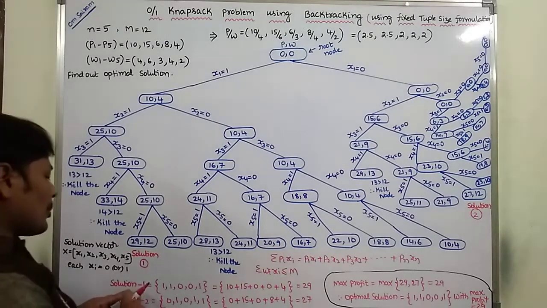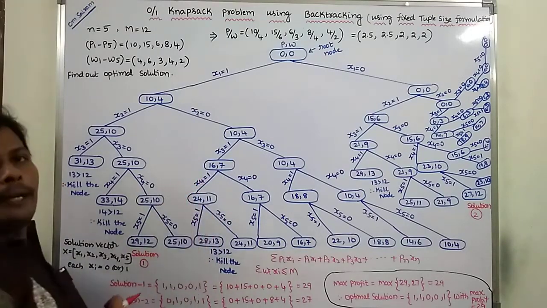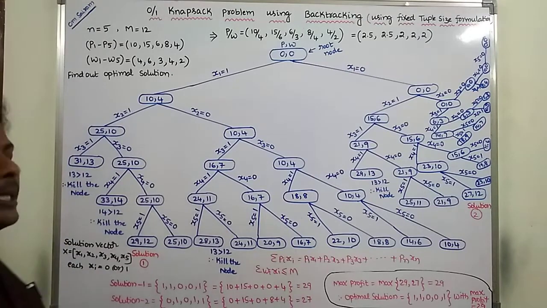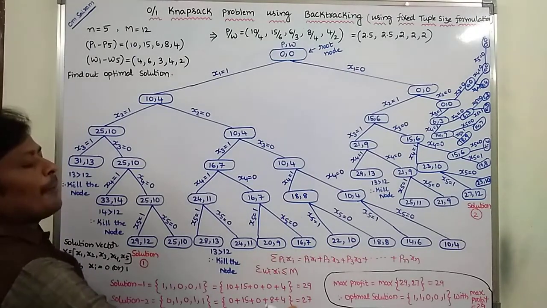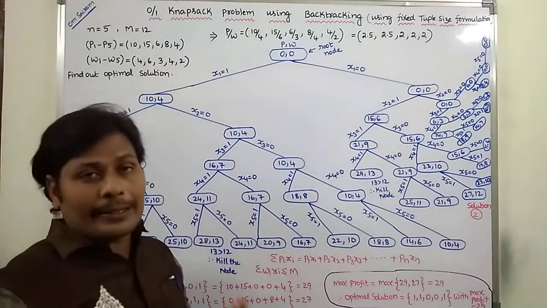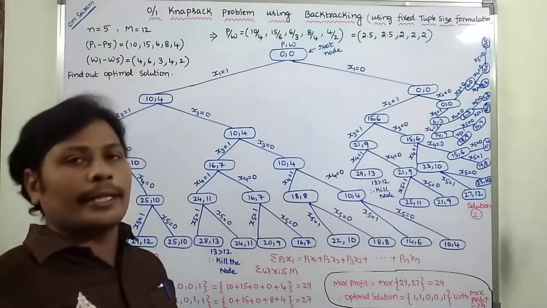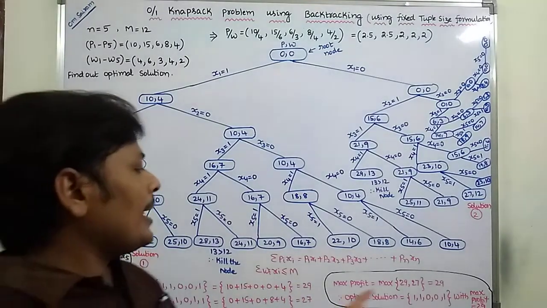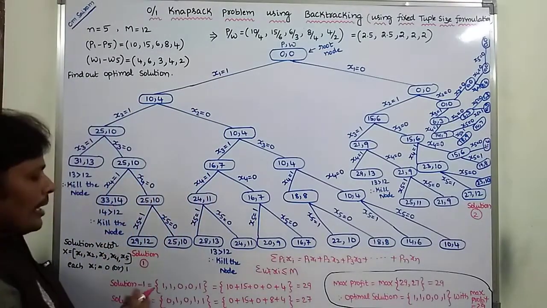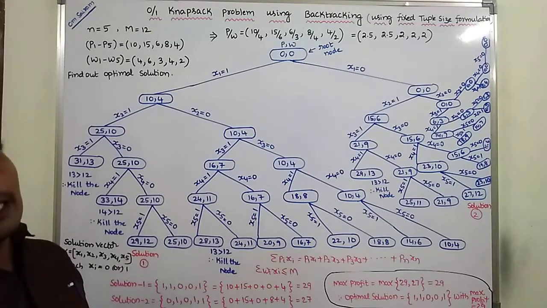Okay, so this is solution 1 for the given problem and this is solution 2 for the given problem. For solution 1, the maximum profit is 29. For solution 2, the maximum profit is 27. Our main objective is to maximize the profit. Among them, what is the maximum profit? That is 29. So 29 is the maximum profit, and so this is the optimal solution for the given problem.